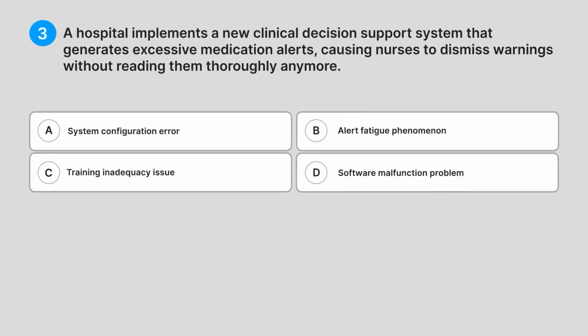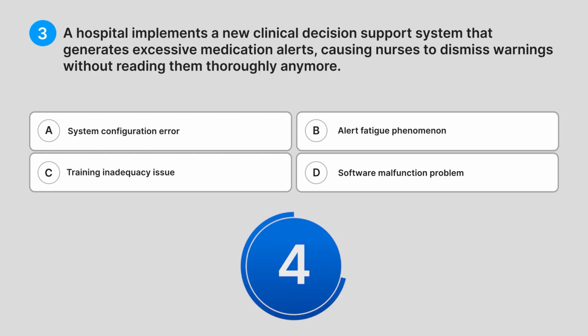3. A hospital implements a new clinical decision support system that generates excessive medication alerts, causing nurses to dismiss warnings without reading them thoroughly anymore. A. System configuration error. B. Alert fatigue phenomenon. C. Training inadequacy issue. D. Software malfunction problem. Can you guess the answer?